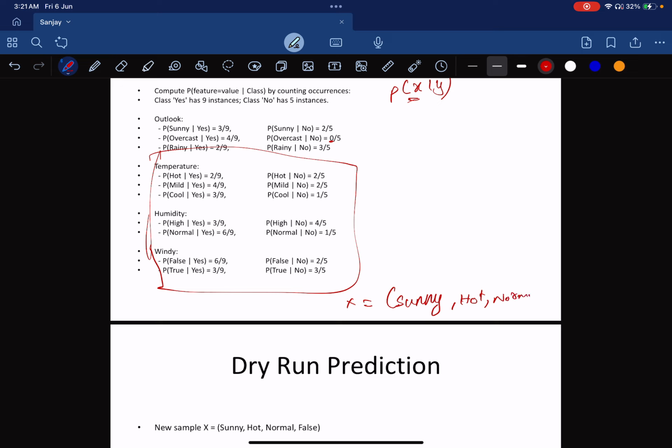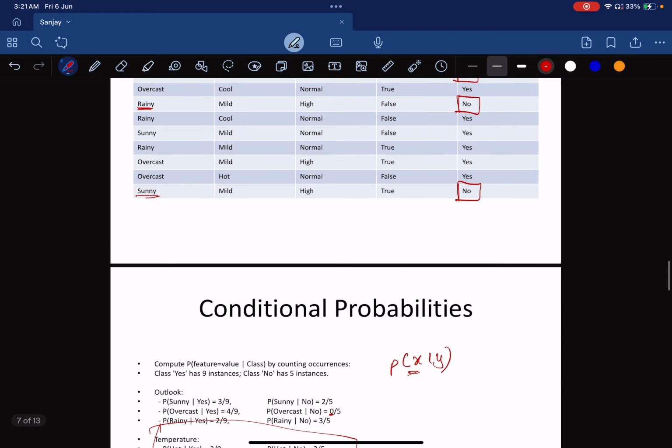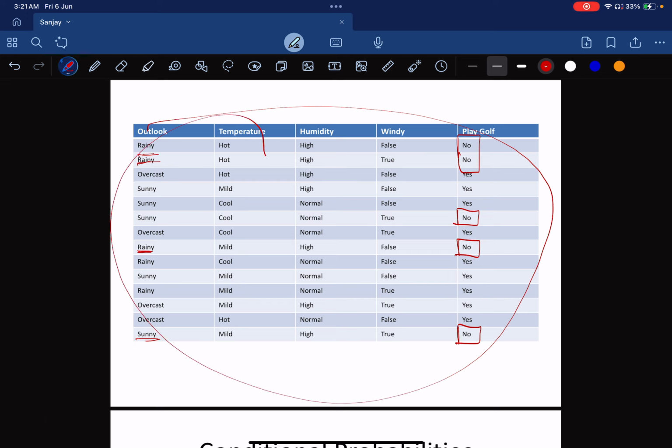Let's take x equal to sunny, hot, normal, and false. That is, the outlook is sunny, the temperature is hot, the humidity is normal, and windy is false. This is the input, a circumstance, and we need to find whether the players will play the game or not, based on the past data.